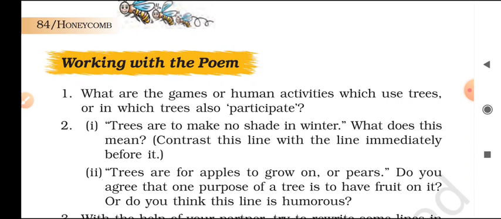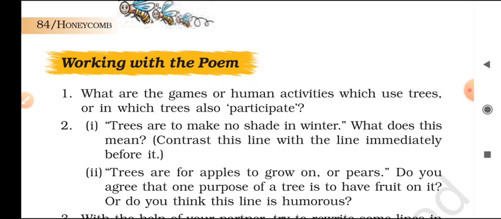Question number 2, Roman number 1. Trees are to make no shade in winter. What does this mean? Contrast this line with the line immediately before it. Okay. Trees do not obstruct the sun's rays in winters as there are no leaves on them. This allows free flow of light and warmth, whereas in summers, trees provide cool shade due to the presence of leaves on them.